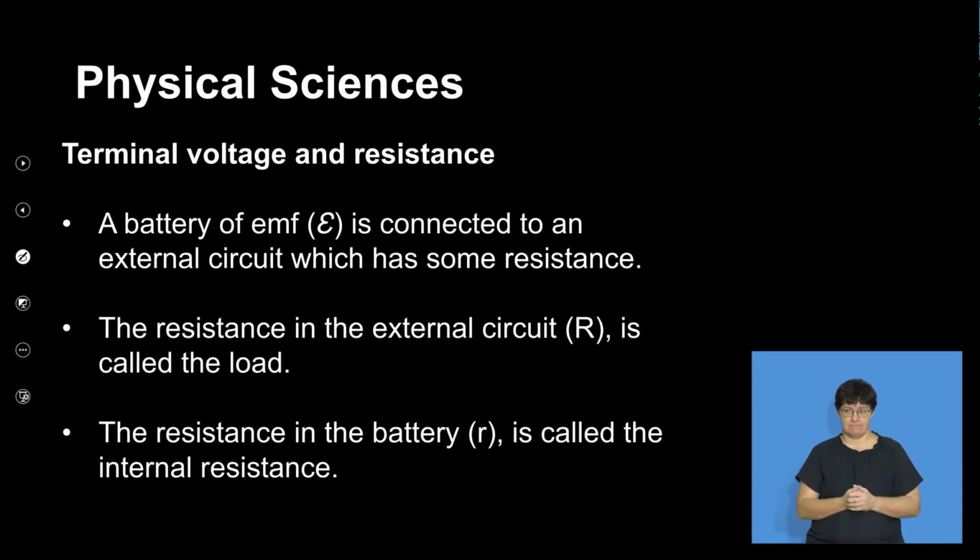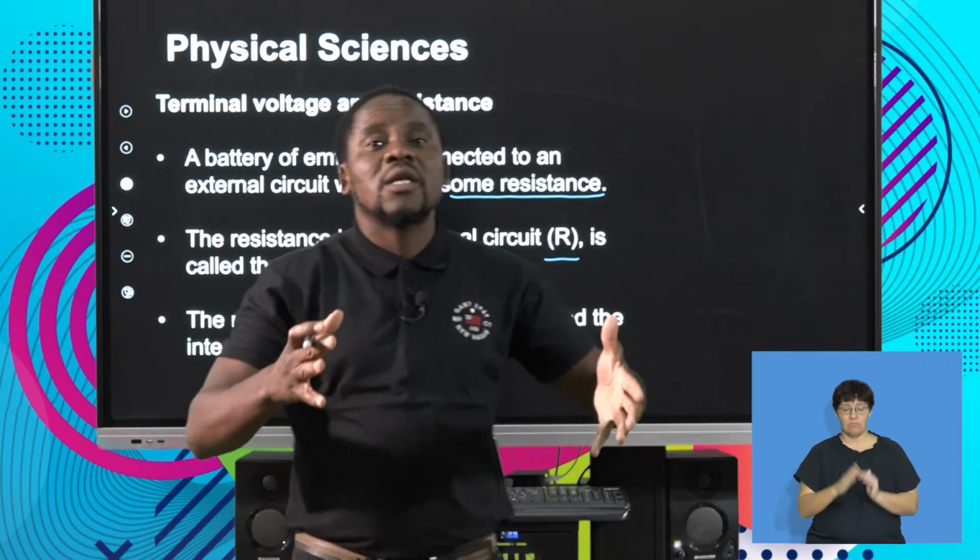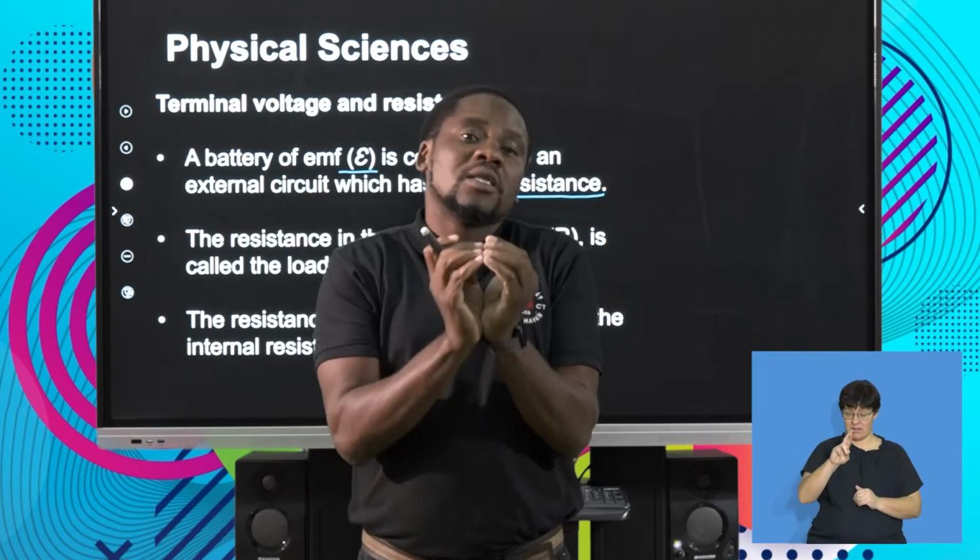Okay, so as far as terminal potential, terminal voltage and resistance are concerned, we know that the battery has an EMF of E connected to the external circuit, which has some resistance. So this resistance is for the external circuit. But do not forget, the battery in itself has its own internal resistance, right, which is r. So the external resistance of the circuit, in the case of the simulation, was the light bulb, and we would represent that external resistance with a capital letter R. So in terms of notation, the capital letter or uppercase R represents the external resistance.